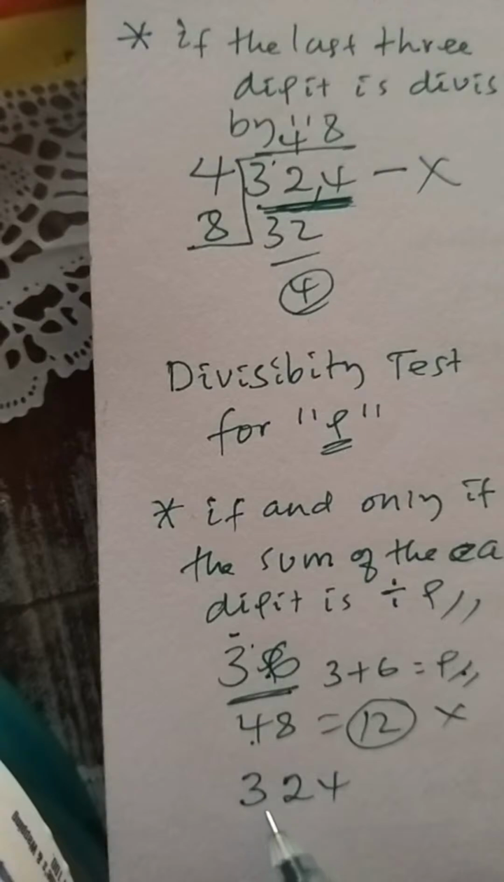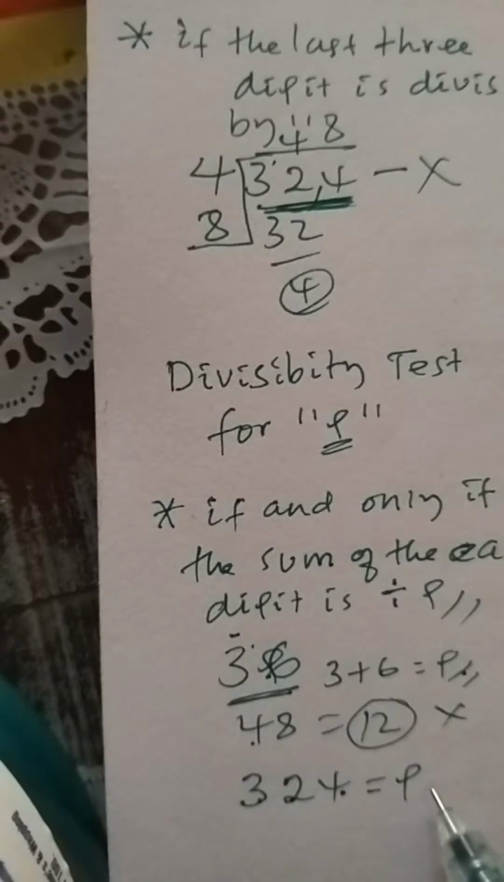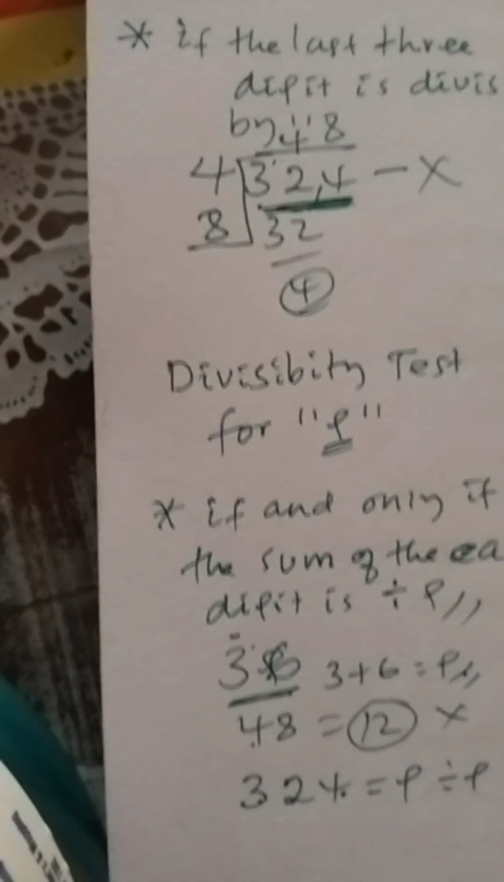Okay, another example, 324. Let's add 3 plus 2 plus 4, that is 9. So 9 is divisible by 9. So the whole number is divisible by 9.